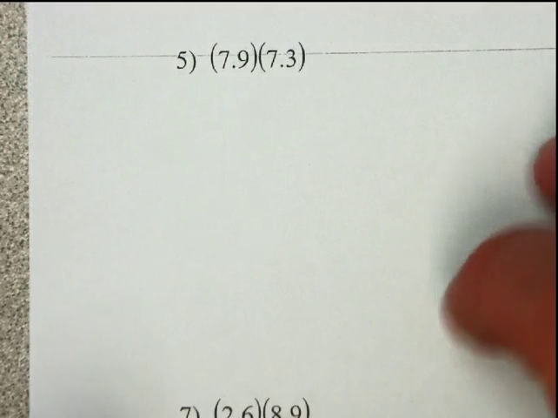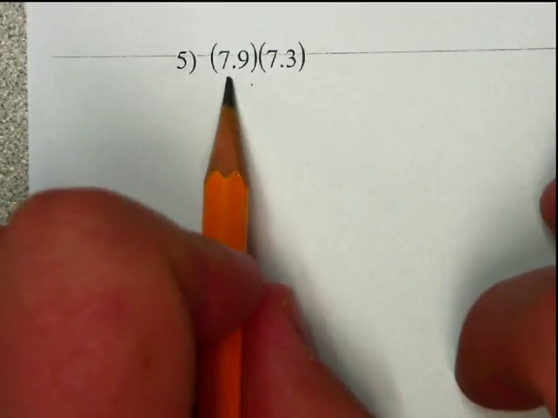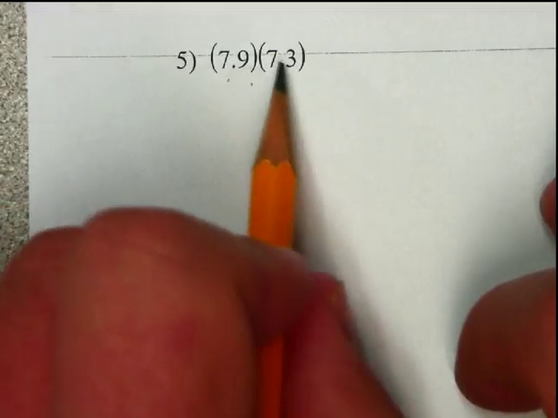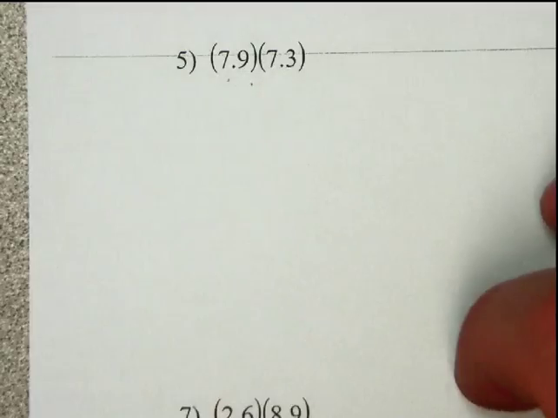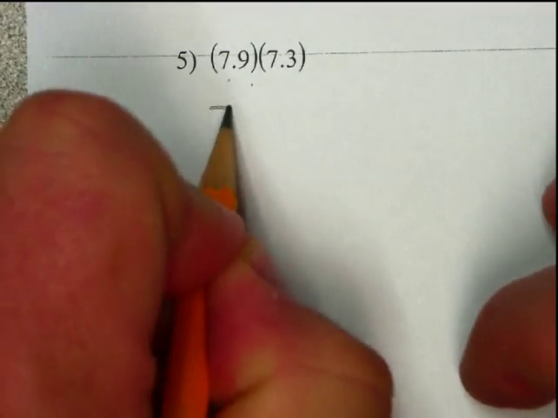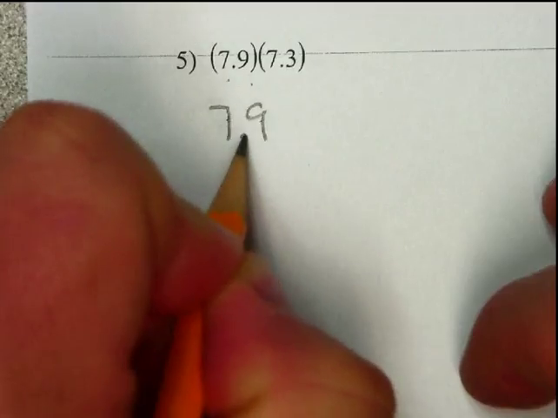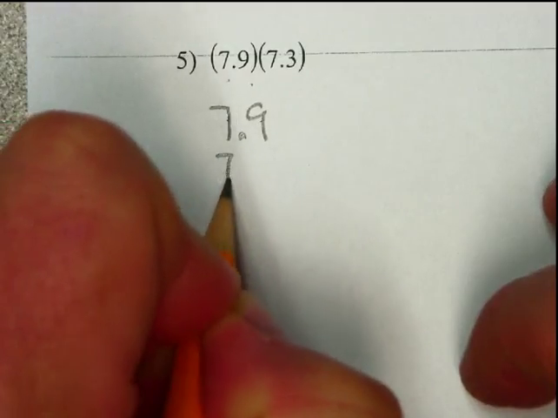So here, let's estimate first. This is 7.9, which is basically 8, right? And 7.3 rounds to 7. So 8 times 7 is 56. So our answer should be around 56. So let's try it out. 7.9. In this case, it doesn't matter which number is on top or bottom.